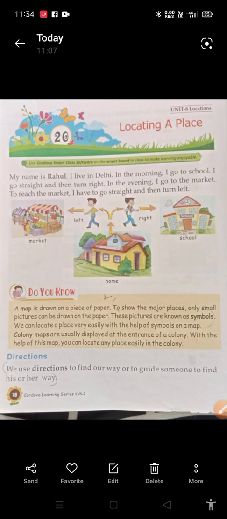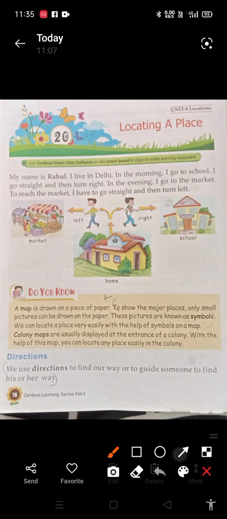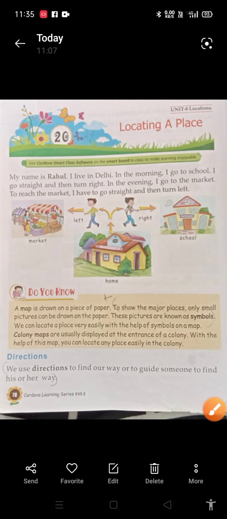So children, this chapter is about locating a place with the help of the direction. As you have already seen in these four lines, this chapter is talking about left, right, straight. These left, right and straight are nothing but the direction to reach a particular place. In this it is showing that this boy named Rahul starts from the home in the morning, turns right and so he reaches the school, and in the evening he again starts straight from the house, turns left and he reaches the market.